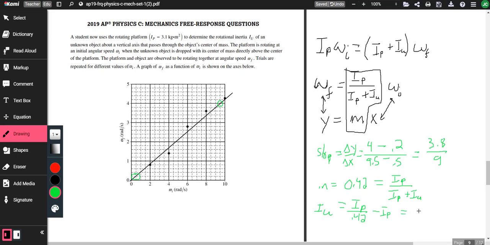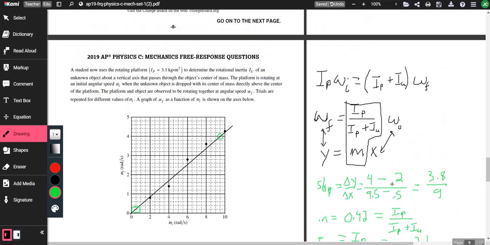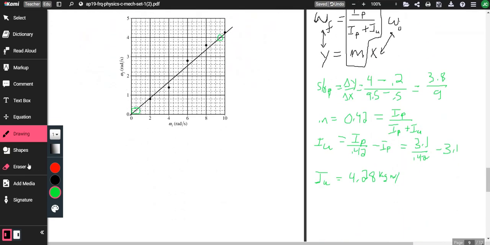I know that IP is 3.1. So 3.1 divided by 0.42 minus 3.1 is going to get me a rotational inertia of 4.28.